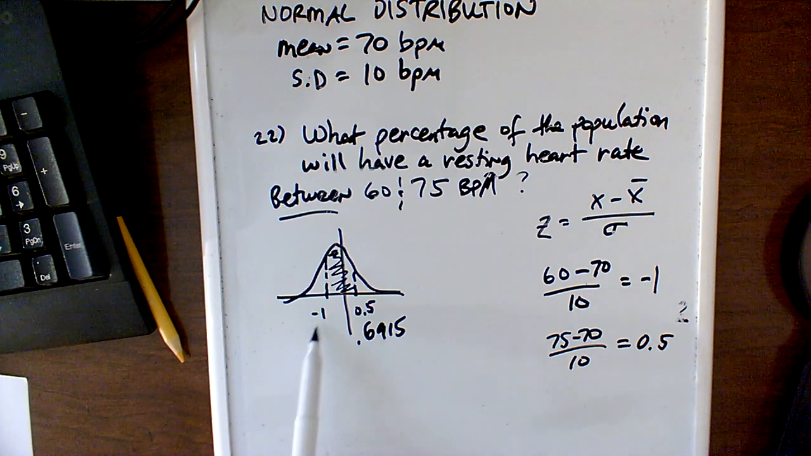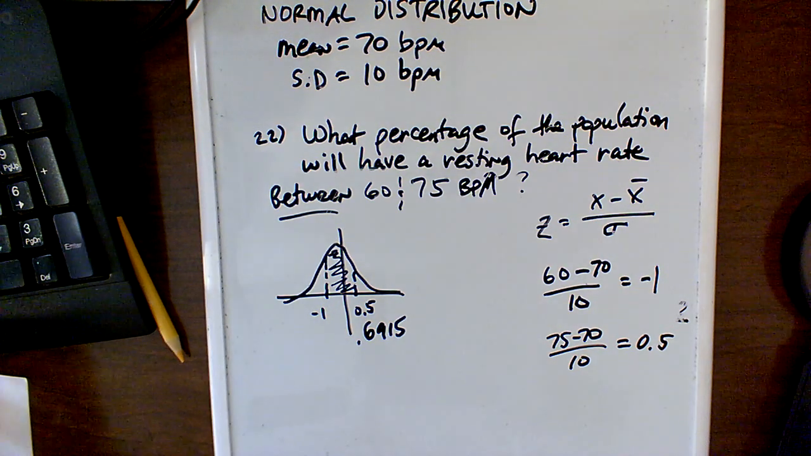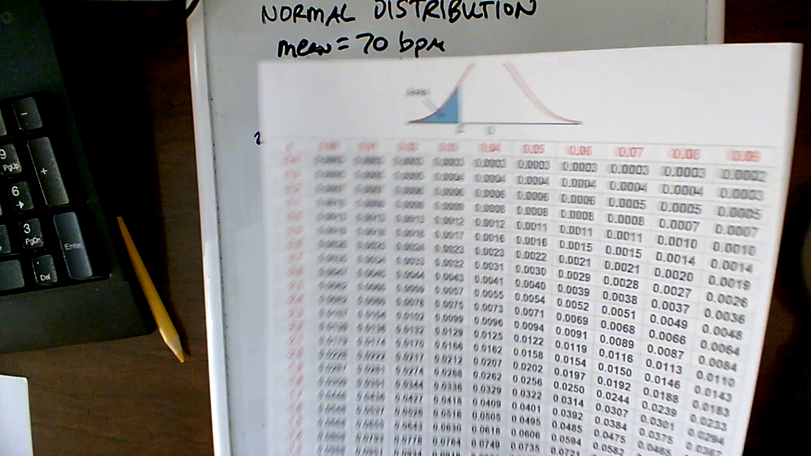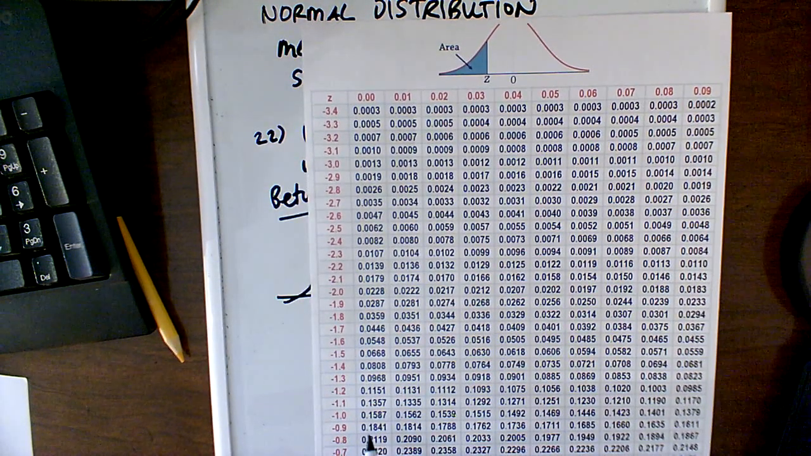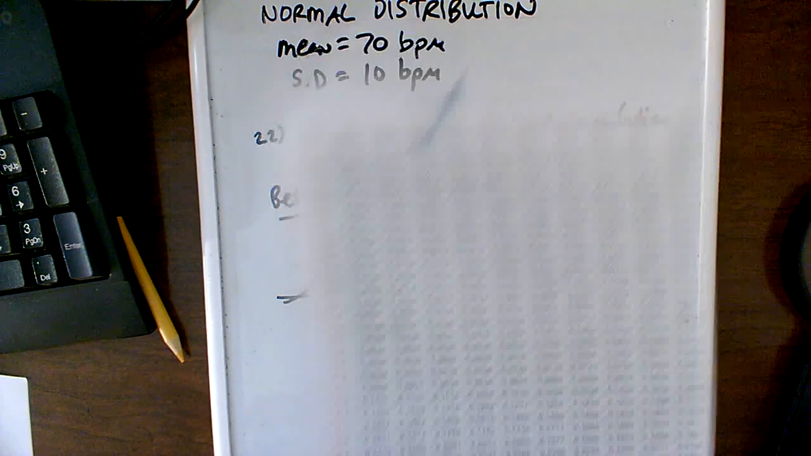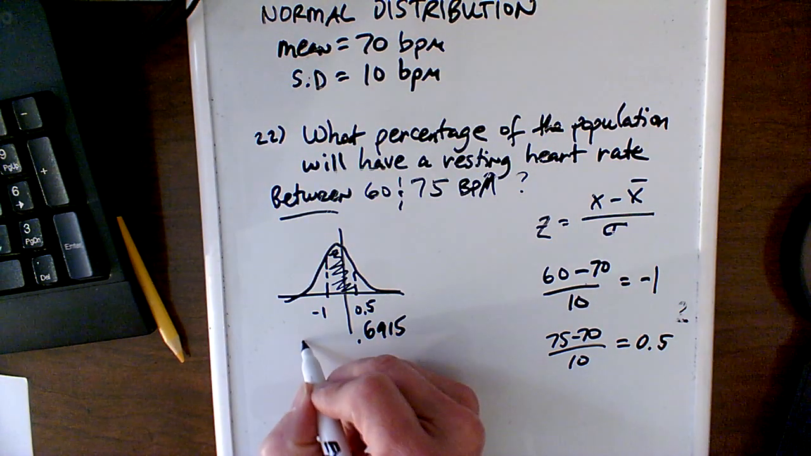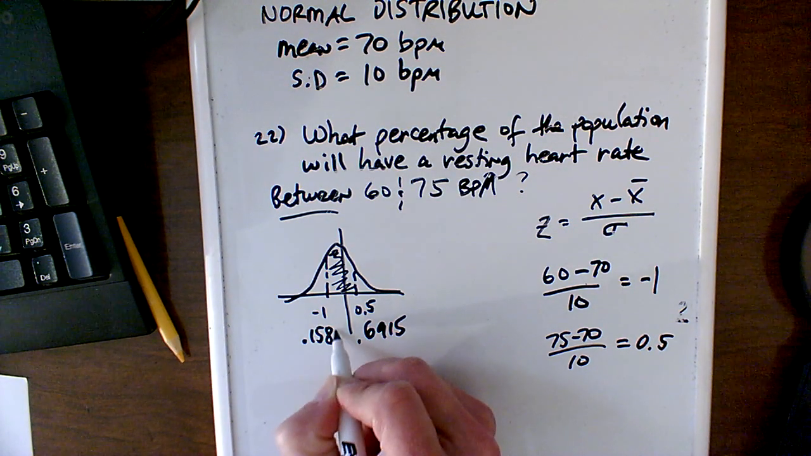And now we need to figure out what corresponds to the negative 1 for z. So we pull that up. Negative 1 is 0.1587.